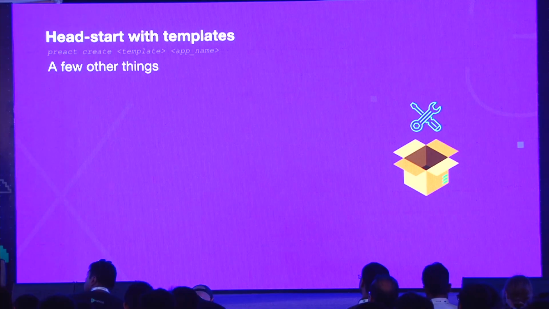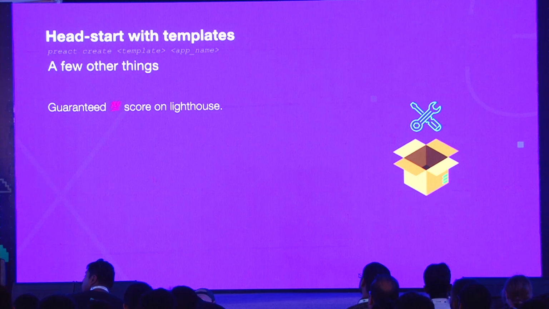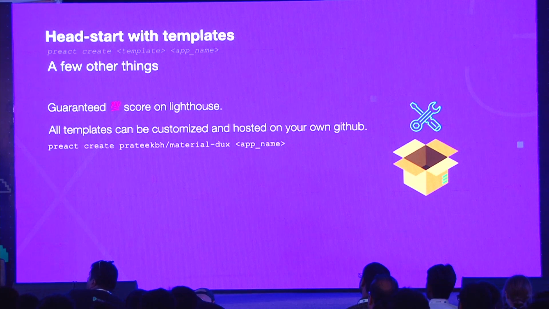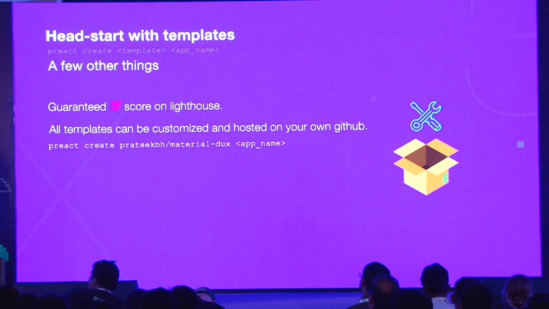However, these are the three main templates, but there are a few other things which these templates bring to the table. These templates are the reason why we can guarantee a 100 score on Lighthouse. Also, you can make your own templates. Scaffold a template, make some changes to it, and host it on your own GitHub. For example, my GitHub has a template called Material Ducks. I'm a big fan of Material UI and Redux. After this conference, I should also make Material GraphQL. But for now, this is just Material Ducks. And you can create your own if you have a preference.